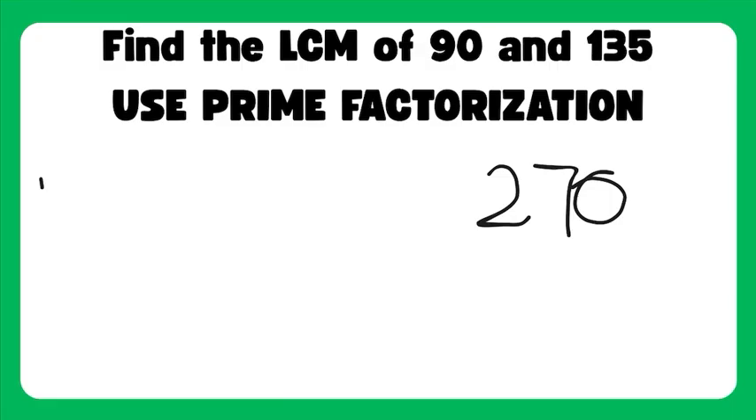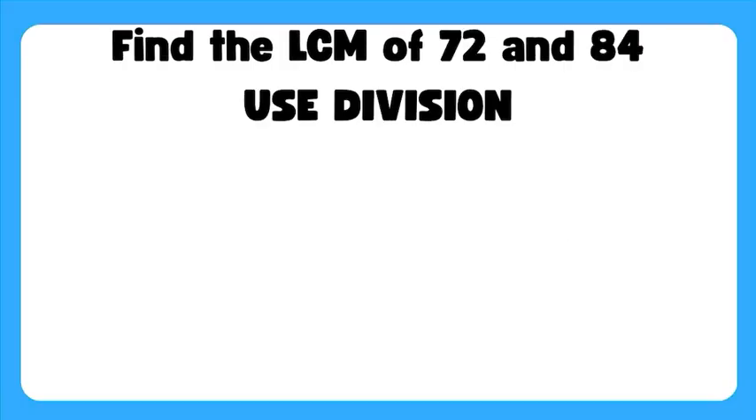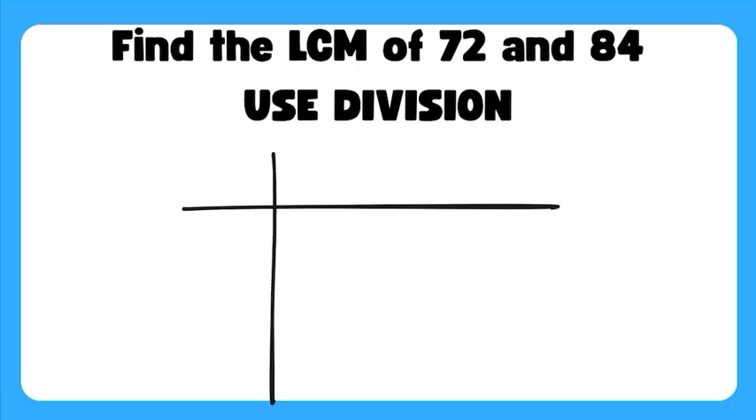So the LCM of 90 and 135 is equal to this, 270. And this was the prime factorization method. Now we will be moving on to the division method. So the division method is what I recommend to use, but the new method is the fastest method, even faster than the prime factorization method if you're good at it. So this new method, I'll just tell you when we come to it.